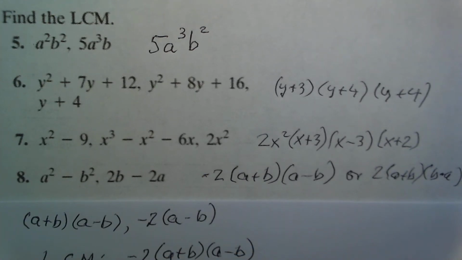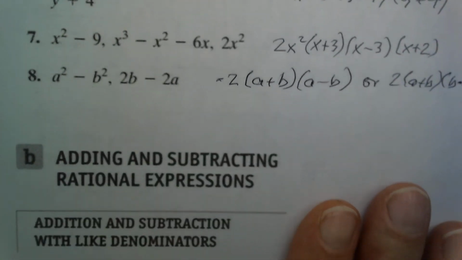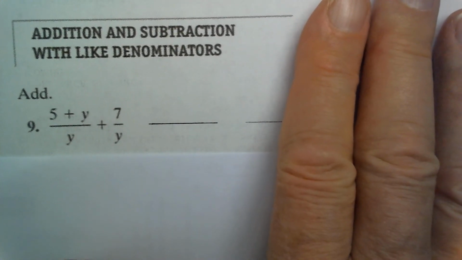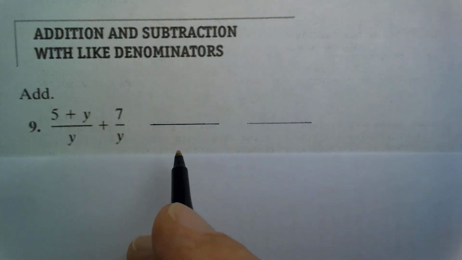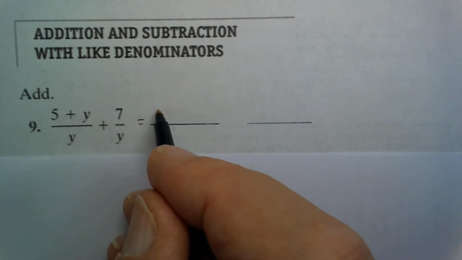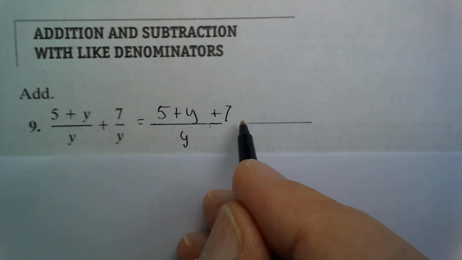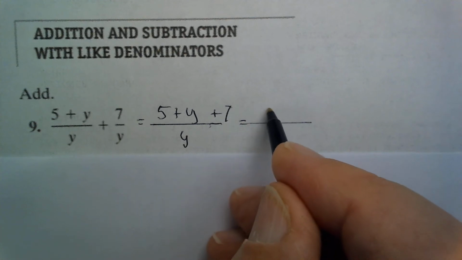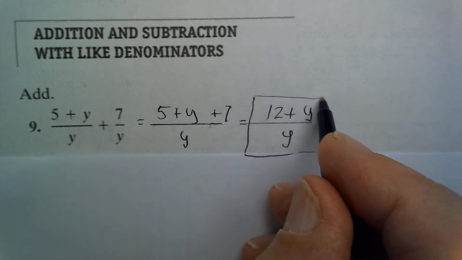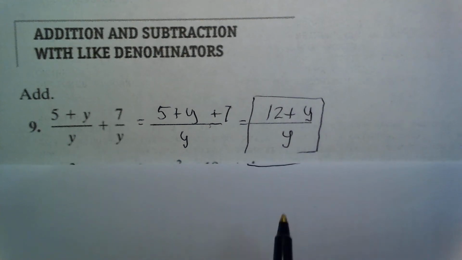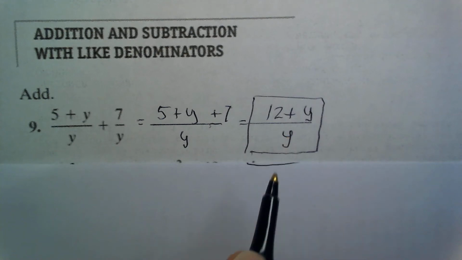And we're going to use this method for adding and subtracting rational expressions. So let's begin with a very simple example for addition and subtraction of rational expressions. We begin where we have like denominators. So that would be equal to 5 plus y plus 7, all over the common denominator of y. And then we combine like terms. 5 plus 7 is 12. So 12 plus y divided by y. And that's the answer. Obviously you cannot cancel the y in the denominator against the y in the numerator, because the y in the numerator is part of a sum. So that's why it stays the way it is.